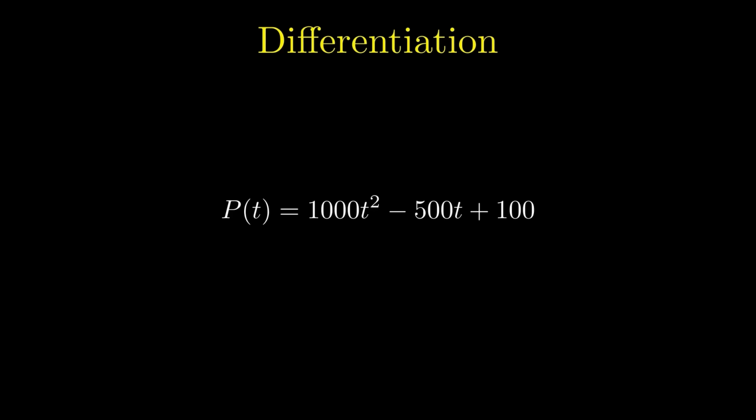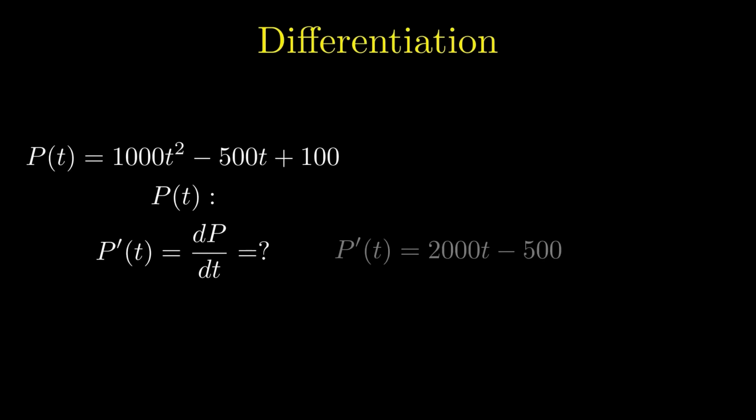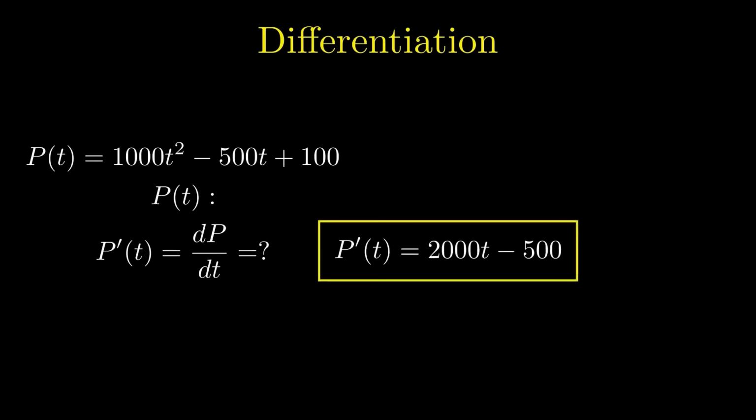Your profit function is P of t equals 1000t squared minus 500t plus 100, where t is time in months. To find the rate at which your profit is changing, you will find the derivative of P of t. P prime of t equals dP over dt. Using the power rule and the sum rule, we get P prime of t equals 2000t minus 500.